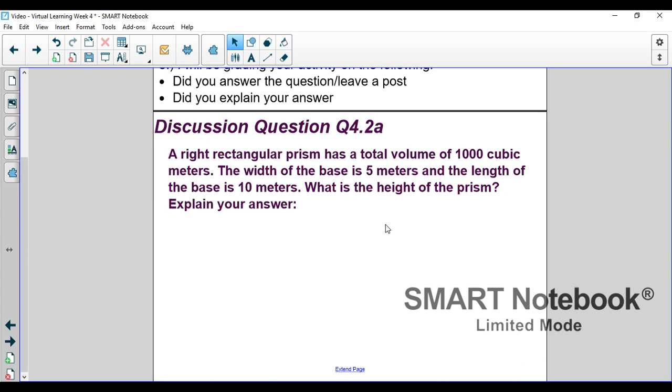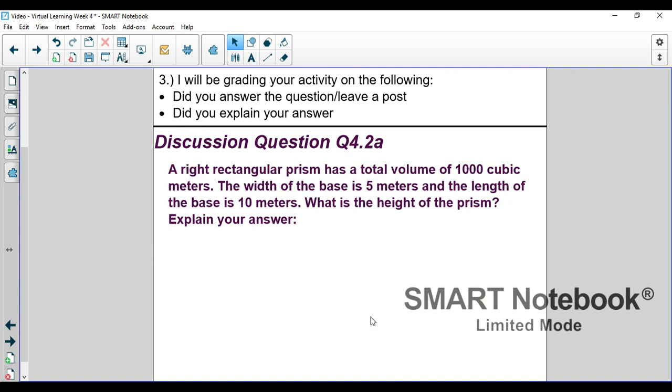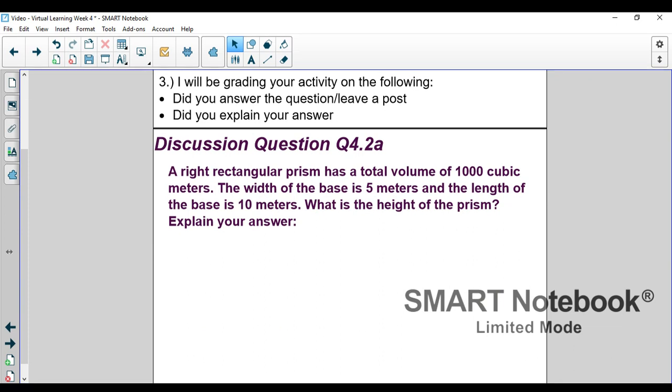Explain your answer. You're going to go into Canvas. You're going to go to the discussions tab. Again, all this can be found by watching the bit.ly in the top. Answer that question, and it should be an easy grade for today. Once you're done that, you are done for today, and you can move on to the next lesson.